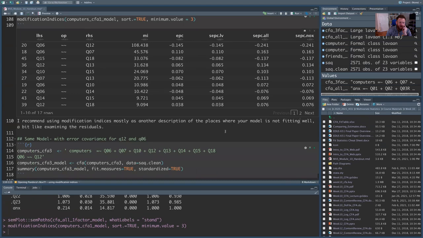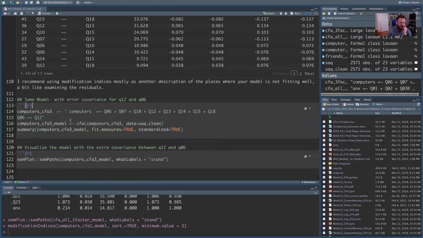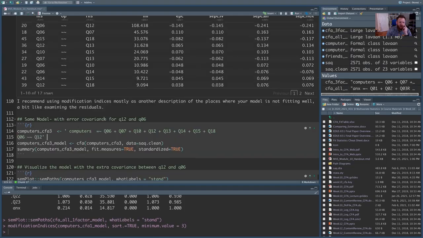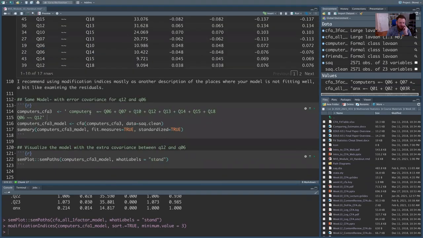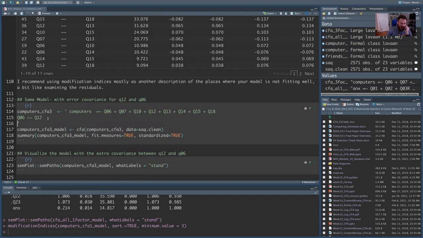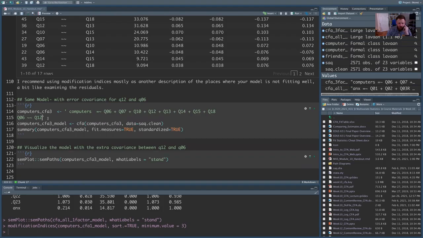So let's say we wanted to do this, though. I can show you how to do this. So let's say we wanted to make this modification. I'm going to call this computer CFA3. So here's the original computers model. And then I just bump down to a new line, and using that double tilde sign, that error covariance, I correlate item 6 with item 12. And in doing so, I'm actually doing what's recommended right here at the top. So this should significantly improve the fit of my model. Then I run this, and I could bump down a line and add additional changes if I wanted to, additional restrictions. So let's run this and see how it looks.